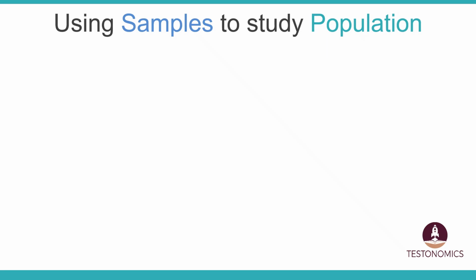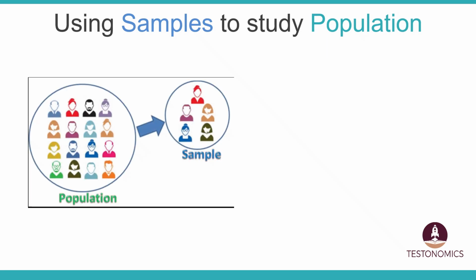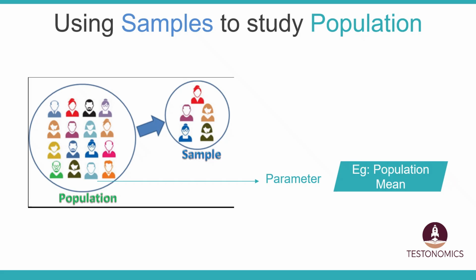To understand these concepts better, let us discuss an example. Let's say we are interested in this population. And for this population, let's say we want to calculate some parameter. For example, let's say we want to calculate the average income for this population. But observing the entire population or collecting data for the entire population is of course very difficult.